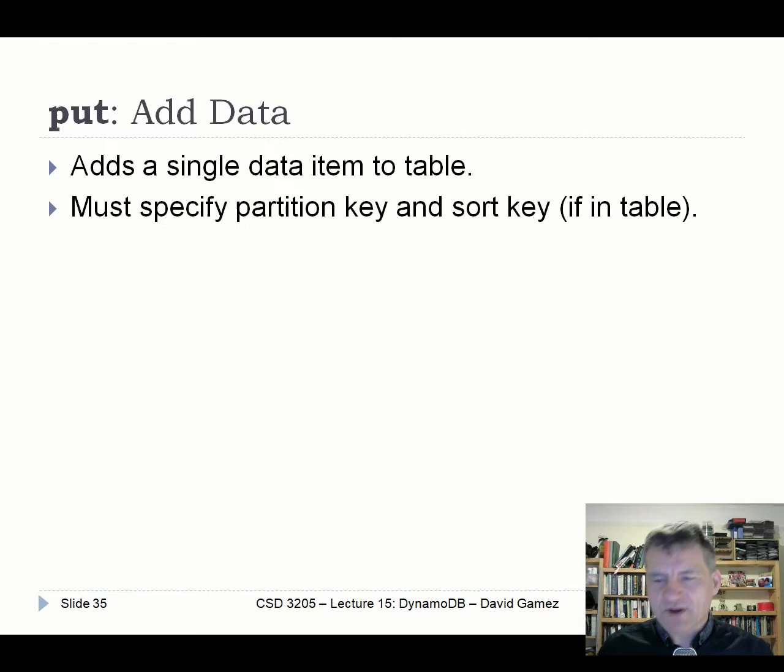So let's run through some examples, and I think you'll see that's pretty clear and pretty easy and pretty simple. So let's go for put. That adds a single data item to the table, and since it's a single data item, we need to specify the partition key and the sort key if that's what determines a unique item in the table, or if the table just has a partition key, then you need to specify just the partition key.